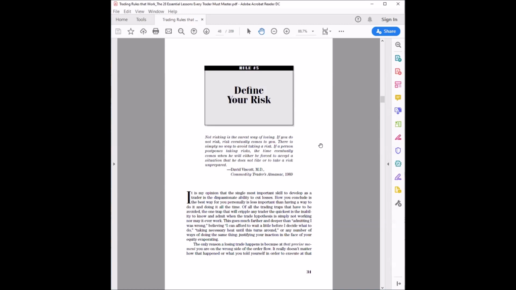Discipline. Of all the trading traps that have to be avoided, the one trap that will cripple any trader the quickest is the inability to know and admit when the trade hypothesis is simply not working, nor may it ever work. You bought at 20,000. You bought when Bitcoin was at all-time highs because that's the first time you found out about it. And you threw $10,000 in there, all of the money you had at the time, because Bitcoin had just run so much percent in so short a time, it was sure to go to $1 million and make you rich.